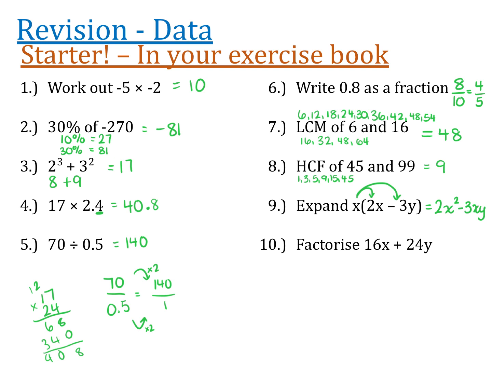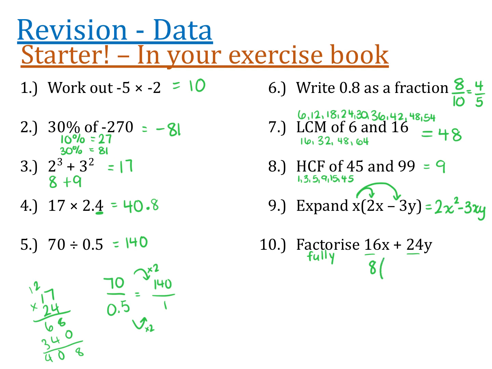To factorize, I would actually like this question to say factorize fully, which means take out the biggest number that's common to both of them. So 16 and 24 have 2, 4, 8, they have all those numbers in common. I want to take out the biggest number, which in this case would be 8. X and Y don't have anything in common, so I can't factorize anything out of those.